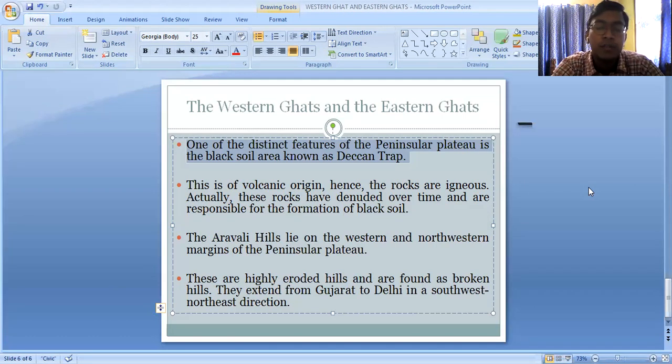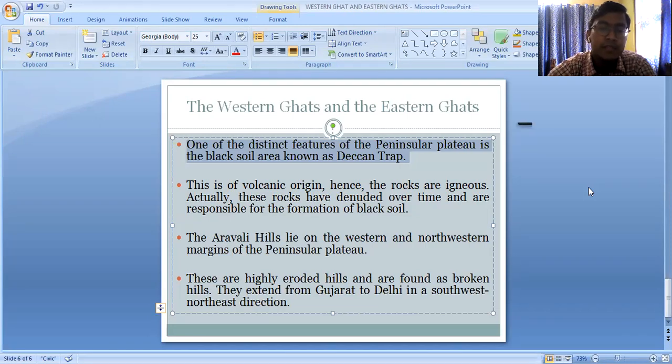Actually, the entire northern plain is made up of alluvial soil, but why in the peninsular plateau do we find the black soil? What may be the cause actually? See, basically the formation of the soil depends upon the parent material or the parent rock. That means the type of the rocks present in a particular area influences the type of the soil.